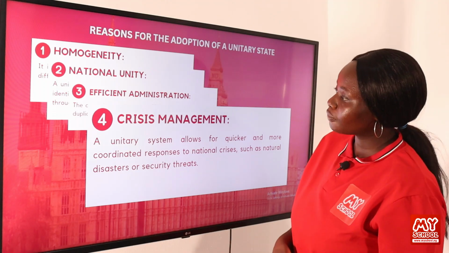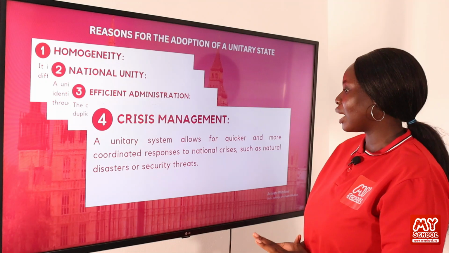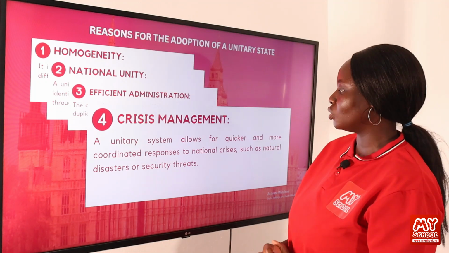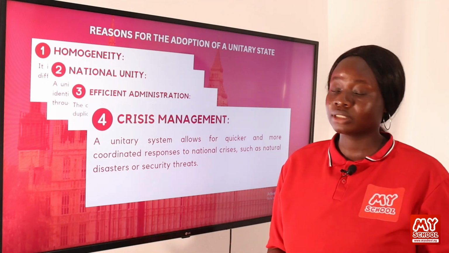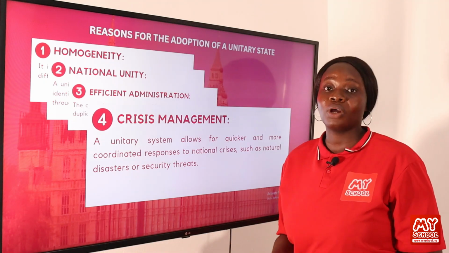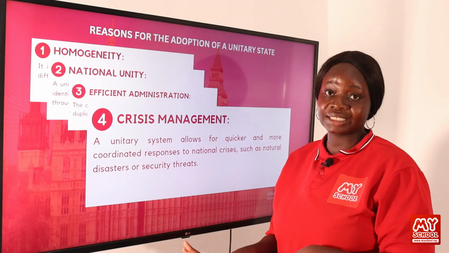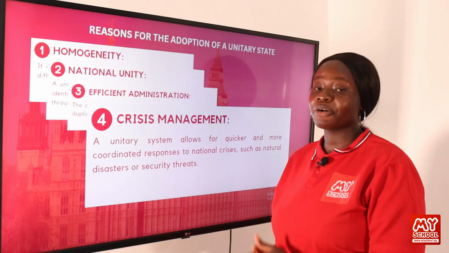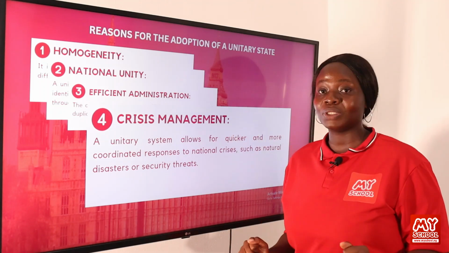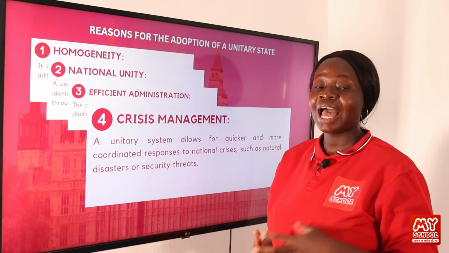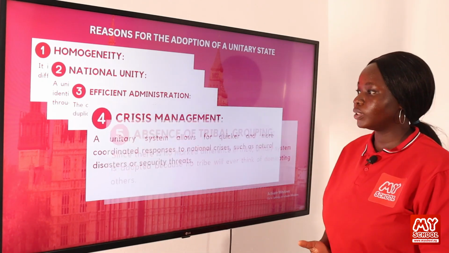It is important for crisis management. A unitary system allows for quicker and more coordinated responses to national crises, such as natural disasters or security threats. Unlike a federal system where you have to listen to the voices of each of the states, the component units, this time around you just have a central government who can make decisions for the entire state, and with that they can manage crises as soon as they come. So let's move on to another reason for the adoption of a unitary state.